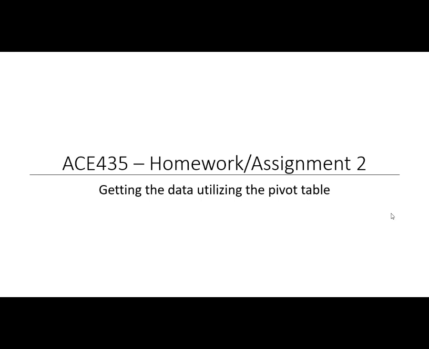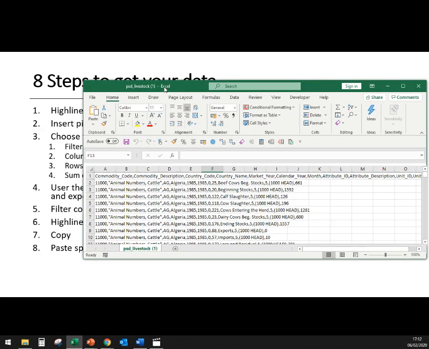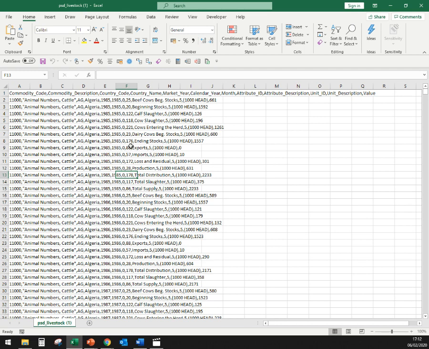So first, I have here 8 steps to get your data, but I think you guys already know that. On Compass, you can download a file called PSD underline livestock, which is referring to all the data that we're going to be using to generate the report.